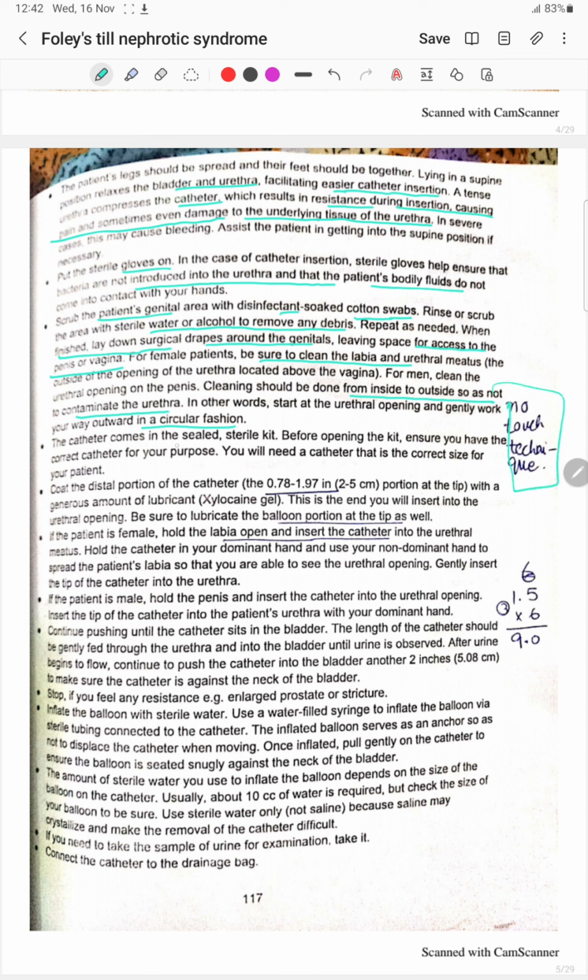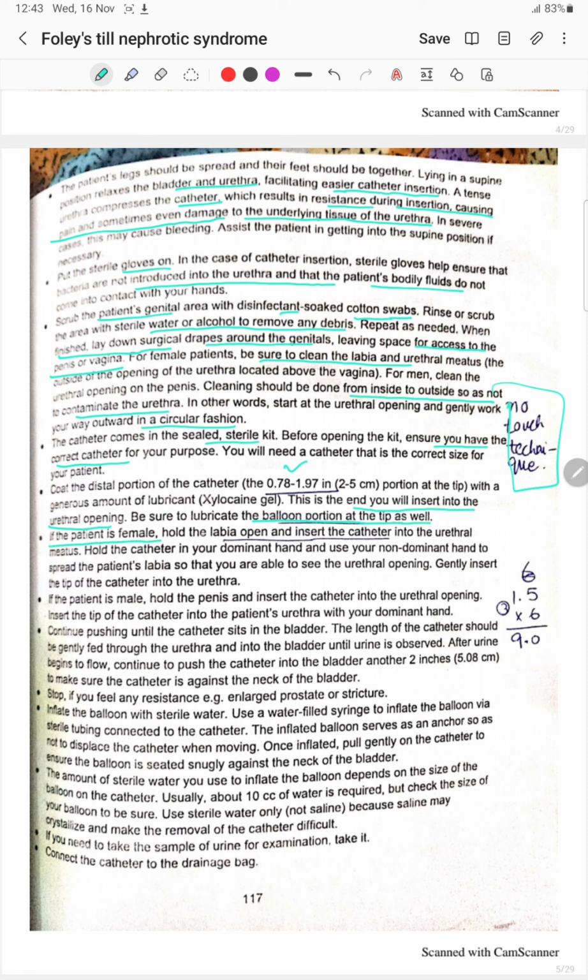The catheter comes in a sealed sterile kit. Before opening the kit, ensure you have the correct catheter for your purpose. You will need the catheter that is the correct size for your patient. Coat the distal portion of the catheter, a 2 to 5 centimeter portion at the tip, with a generous amount of lubricant, for example, xylocaine gel. This is the end you will insert into the urethral opening. Be sure to lubricate the balloon portion at the tip as well.